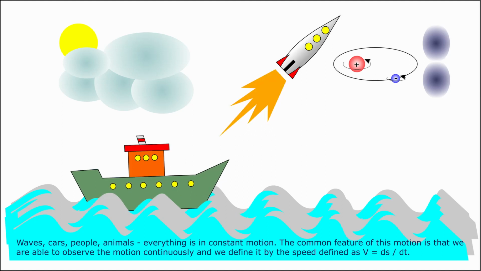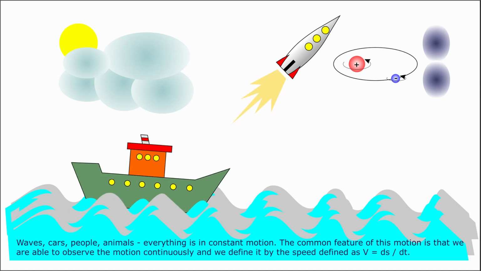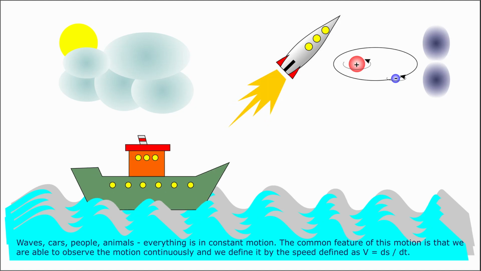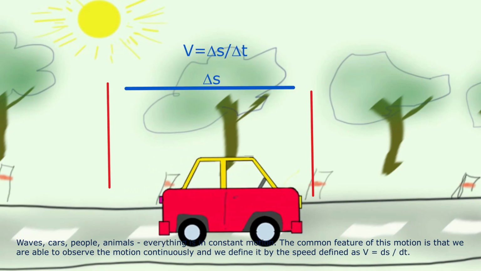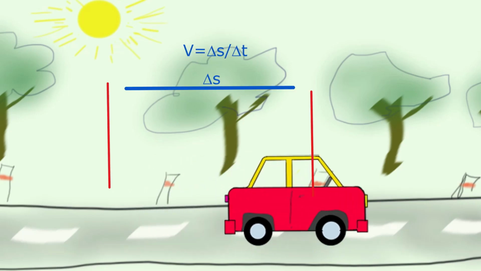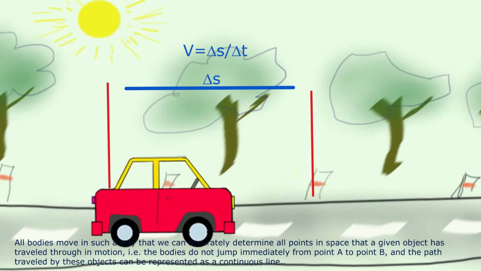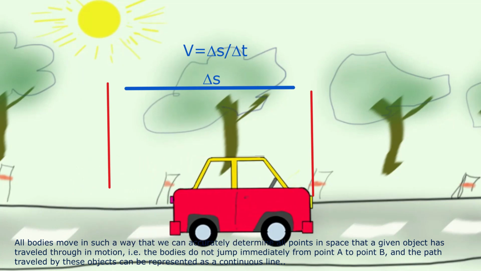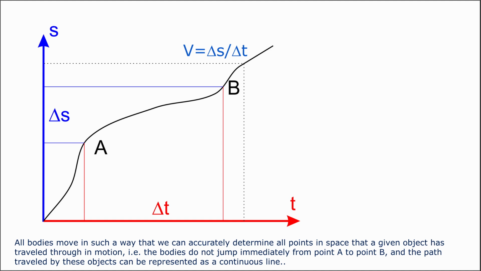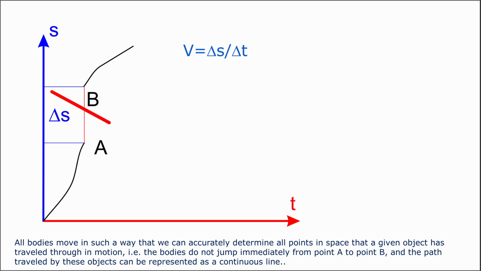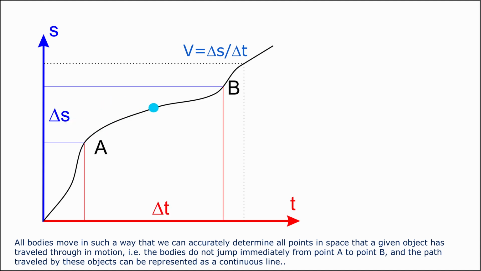The common feature of this motion is that we are able to observe the motion continuously, and we define it by the speed defined as v equals ds by dt. All bodies move in such a way that we can accurately determine all points in space that a given object has traveled through in motion, i.e., the bodies do not jump immediately from point A to point B, and the path traveled by these objects can be represented as a continuous line.